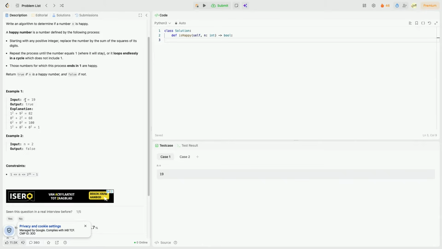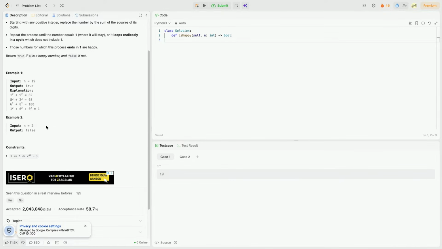Here we have an example where we have the number 19, and the output in that case is true. The reason is that if we have 19, we add the squares of its digits and we get 82. Now if we repeat that process, we go to 68, do that again, we go to 100, and then we land at 1.